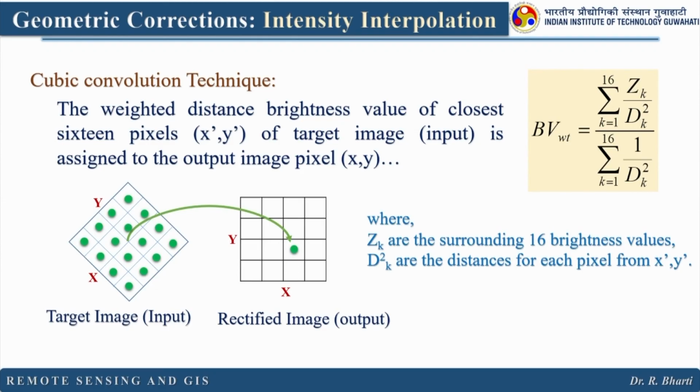But if you see in the first case, like in nearest neighbor, what happens? We have not done any averaging. So, and ultimately why we are using this remote sensing data? To derive some information. So, I will suggest that if you are going to use this for any quantitative analysis, then you are supposed to use nearest neighbor interpolation method.